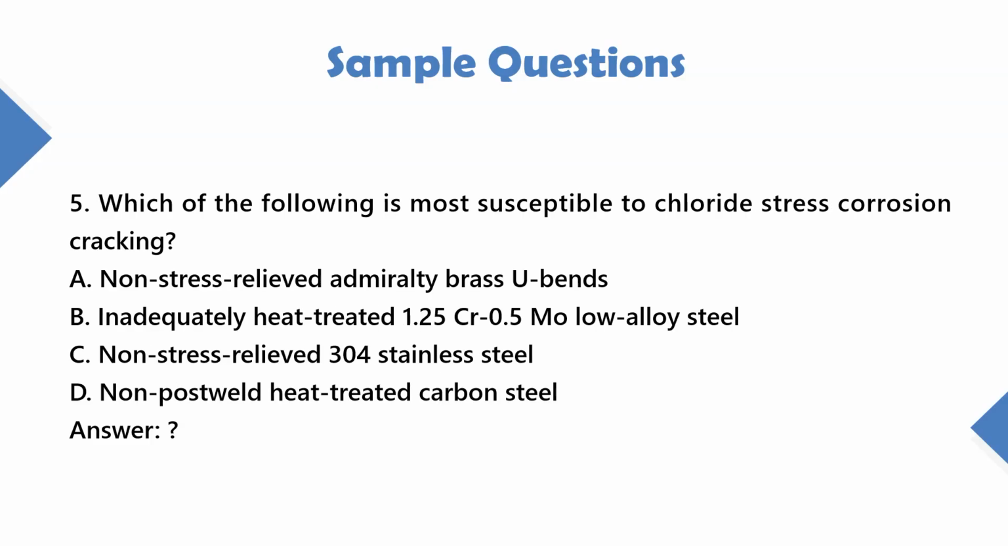5. Which of the following is most susceptible to chloride stress corrosion cracking? A. Non-stress relieved Admiralty brass U-bends. B. Inadequately heat-treated 1.25 Cr 0.5 Mo low alloy steel. C. Non-stress relieved 304 stainless steel. D. Non-post-weld heat-treated carbon steel.